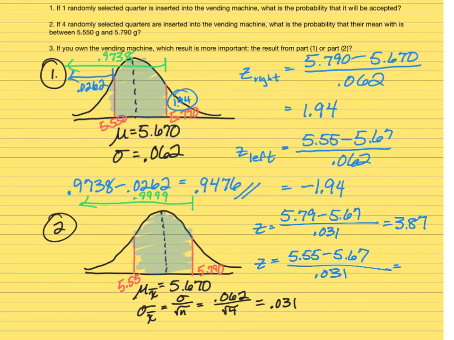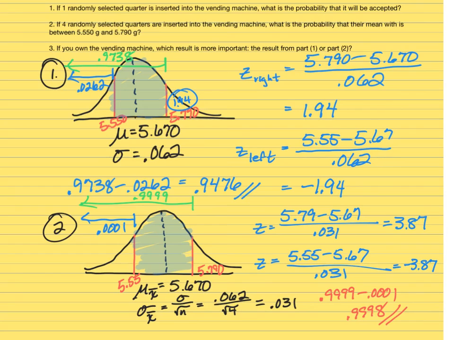Okay. So now we find the z-score of the left, 5.55 minus 5.67 over 0.031. And that's negative 3.87. And so the area to the left of that, looking in our table, is 0.0001, or actually probably 0 plus. But if I do 0.9999 minus 0.0001, I get 0.9998. So there's a 99.98% chance that the average of 4 quarters will fall in that range.